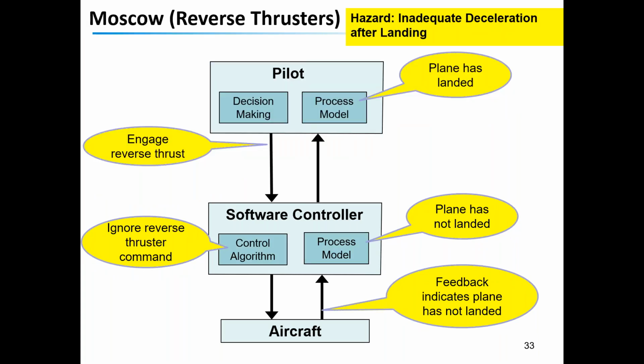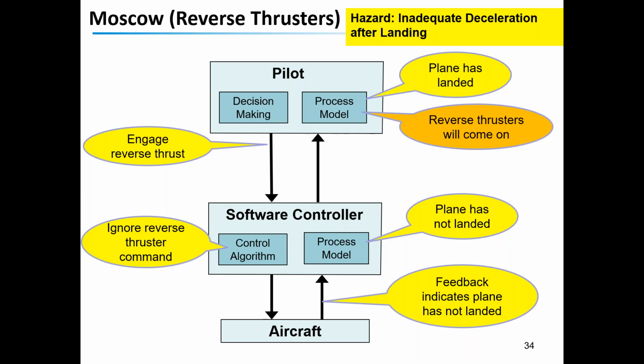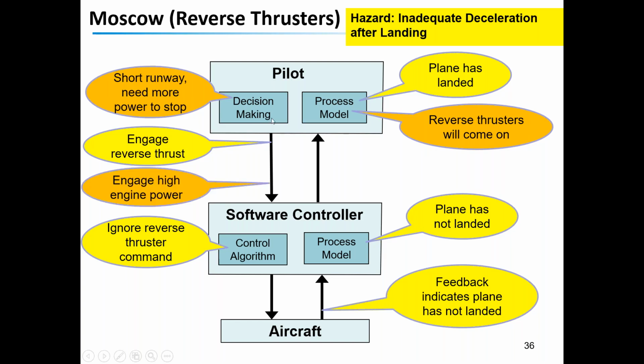Let's look at the Moscow one. That was where the pilots increased propulsion in order to stop sooner. It starts with the same problem, and the hazard's the same, inadequate deceleration after landing. You can see it in the top yellow one, and everything else is just the same. But there's more to this one, because here the pilot's process model said the reverse thrusters are going to come on. It's a short runway. I need more power to stop. So the pilot engaged high engine power. The software controller ignored the reverse thruster command because it says I'm still in the air. But it said, well, there's nothing wrong with engaging high engine power. So it engaged the high engine power.